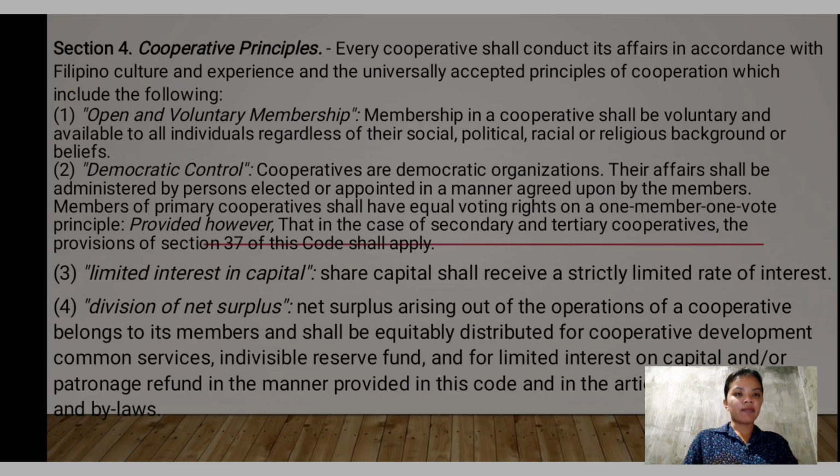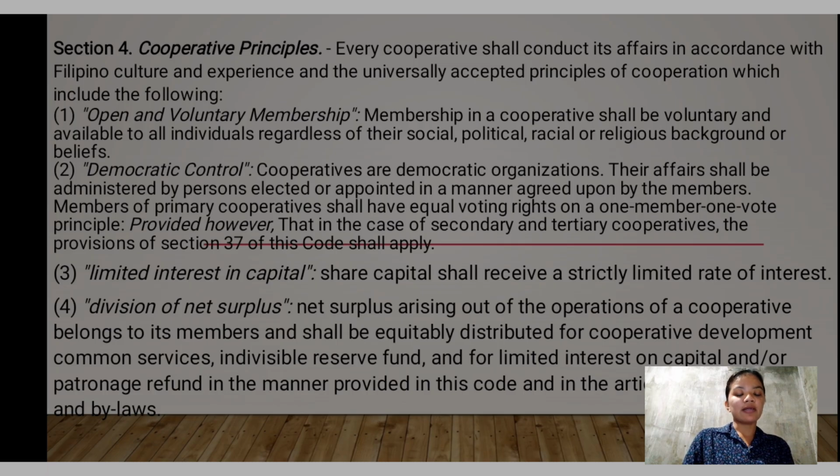Section 4, we have cooperative principles. It outlines the principles that guide the operation of cooperatives. Number 1, open and voluntary membership. Membership is open to all individuals regardless of background and is voluntary. Second, democratic control. Cooperatives are governed democratically with members having equal voting rights, ensuring fair representation.